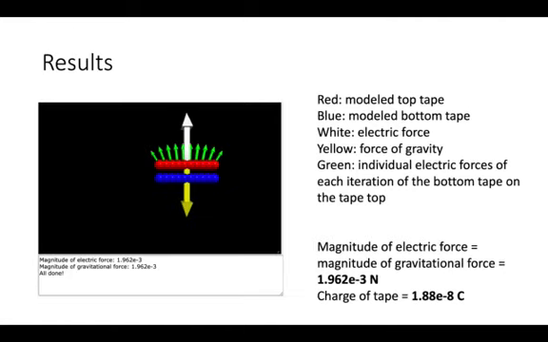Here are our results. The red circles model the top tape, while the blue model the bottom tape. The white arrow shows the overall electric force, while the yellow shows the force of gravity. The green arrows are the individual electric forces of each iteration of the bottom tape on the top tape. We found that the magnitude of the electric force was equal to the magnitude of the gravitational force, and this was 1.962 e to the negative 3 newtons. We found the charge of the tape to be 1.88 e to the negative 8 coulombs.